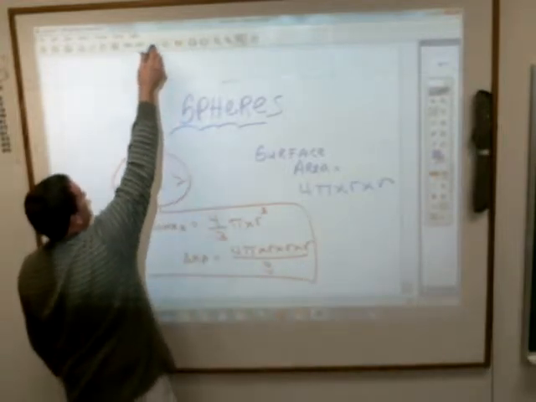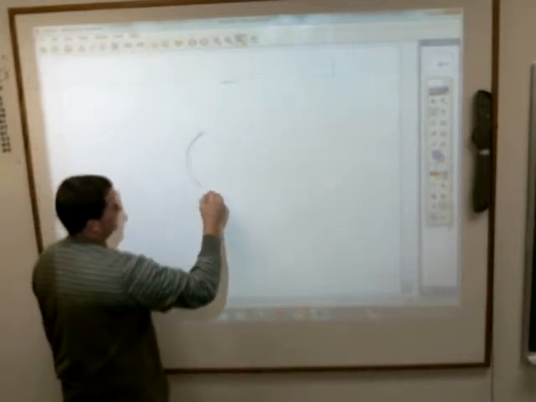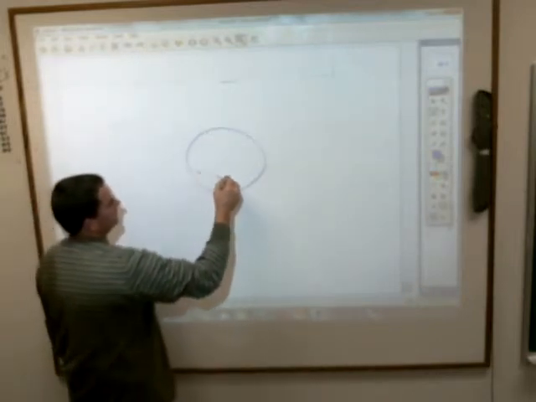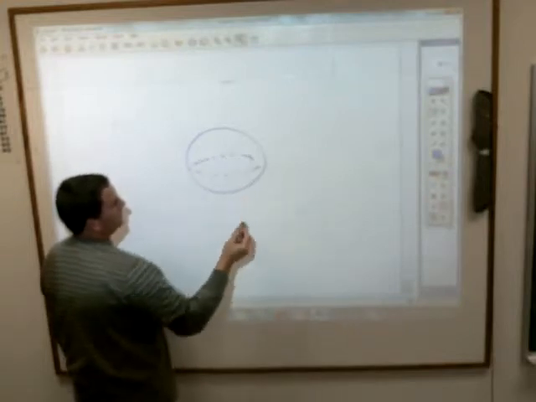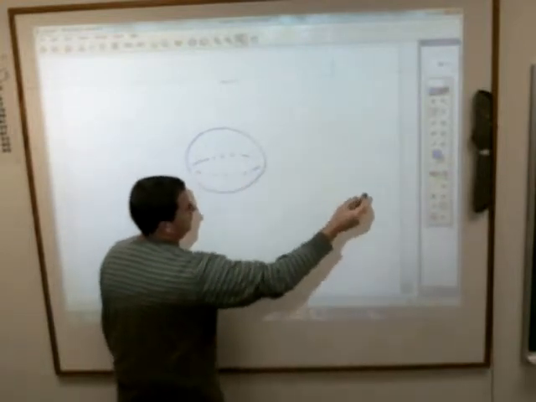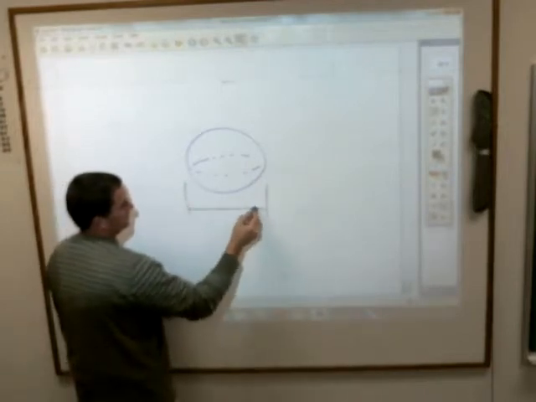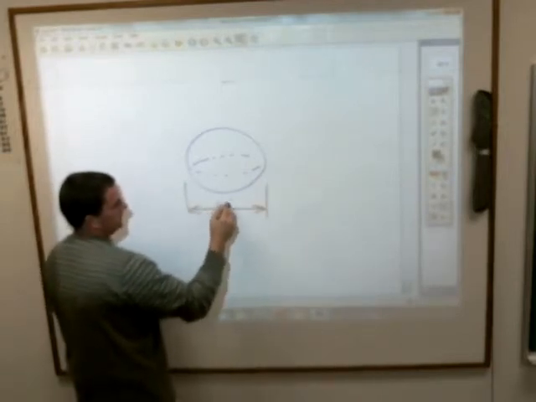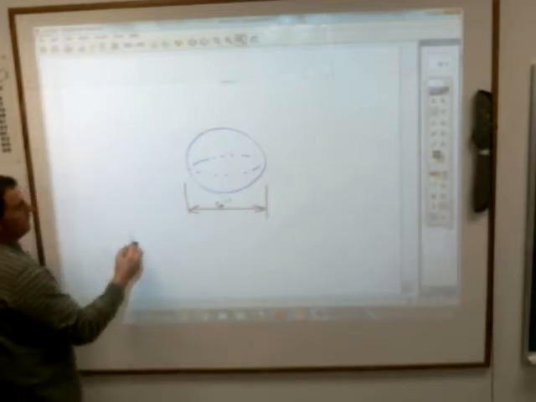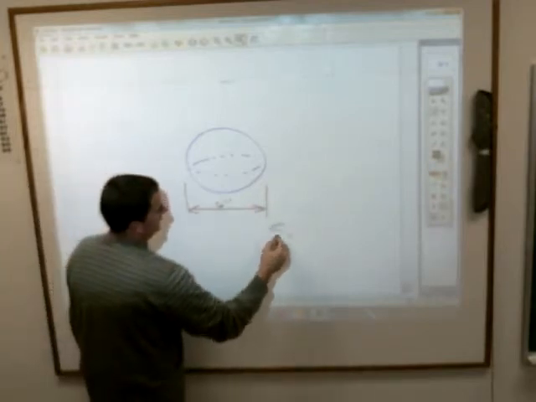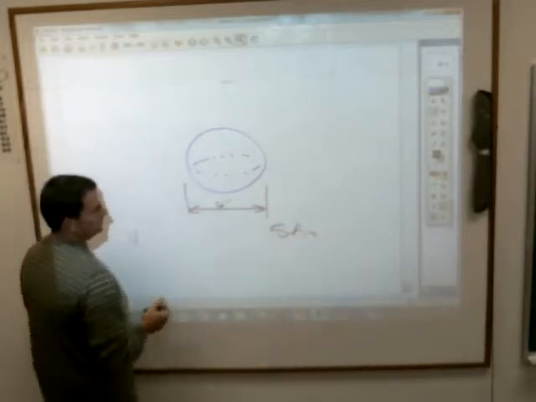So, some examples of that simply would be this, children. We've got this sphere. We know that they give the dimension of this being 6 inches. If I'm asked to give both the volume and the surface area, it should be pretty simple.